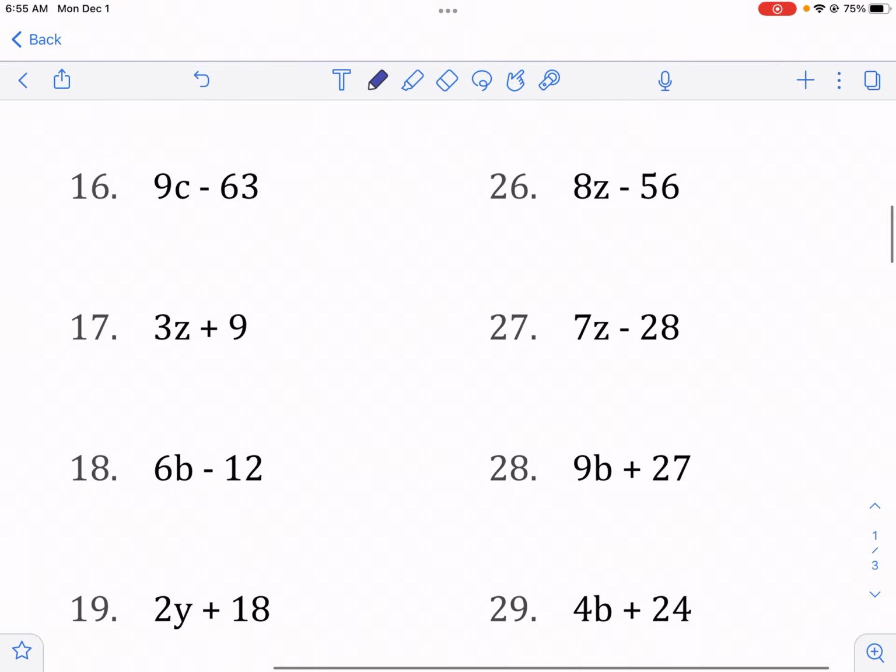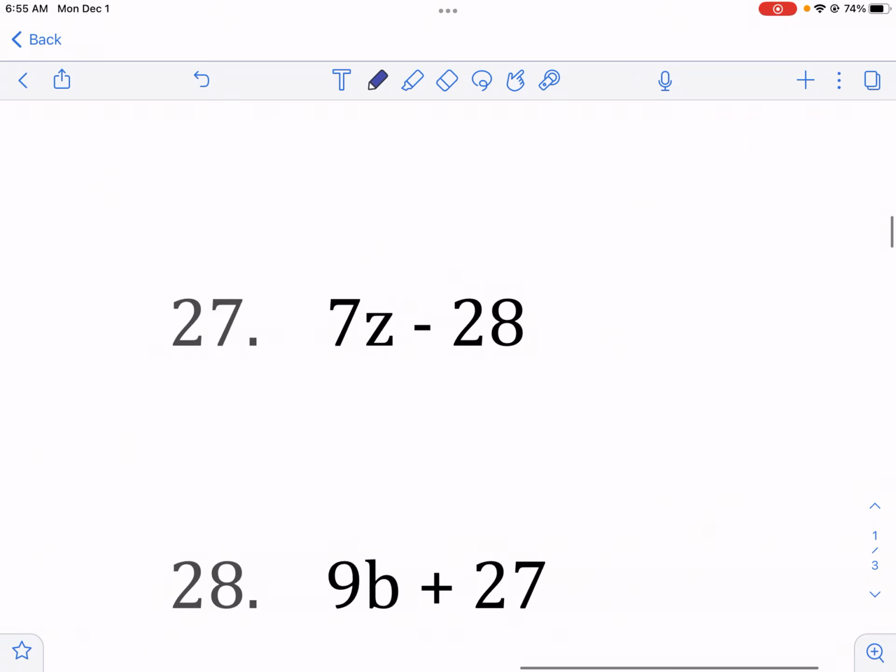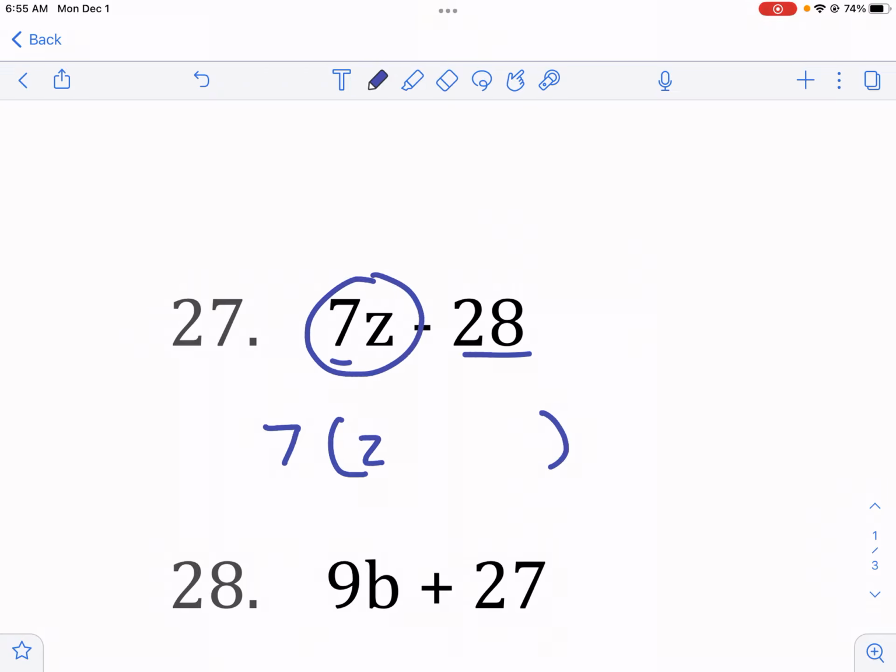Let's do a few more, maybe some bigger numbers. How about 27? So 27, I'm going to factor out a 7 because 7 is a factor of 7 and 28. I'll put parentheses down. 7 times what gives me 7z? Well, just z. 7 times z gives me 7z. And then 7 times what gives me 28? Well, 7 times 4. And then I just copy down that minus sign. And I'm done with that one also.